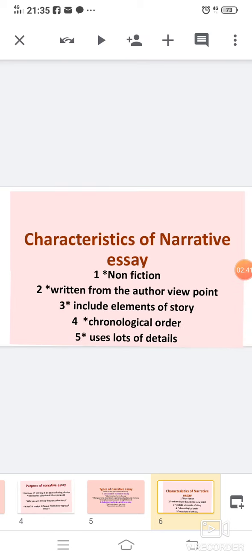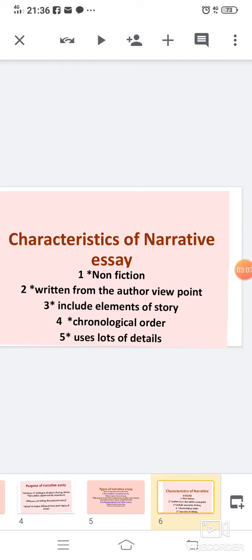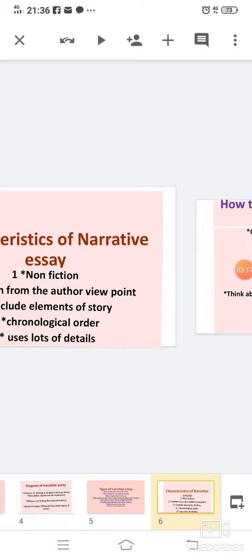After the types of narrative essay, now we shortly explain some basic characteristics of the narrative essay shown on the screen. This is the most important topic. In a narrative essay, the writer writes about events that actually happened, called non-fiction. Narrative essays are written from the author's viewpoint, or first person, not other. It includes elements of a story. The most important is that it provides information in chronological order. Last one is that in a narrative essay, lots of detail is used to describe an event, persons, or scene.